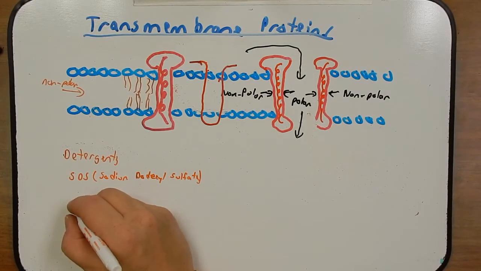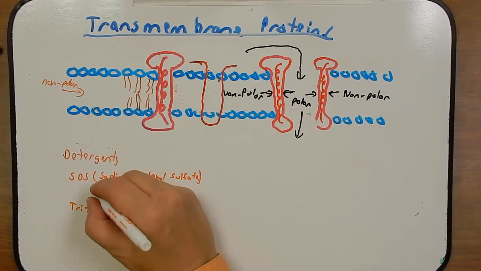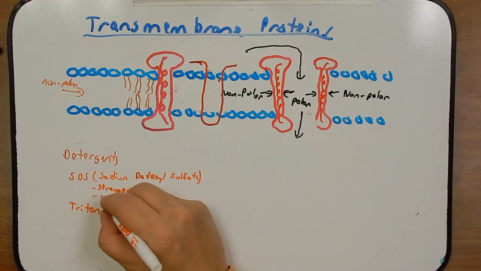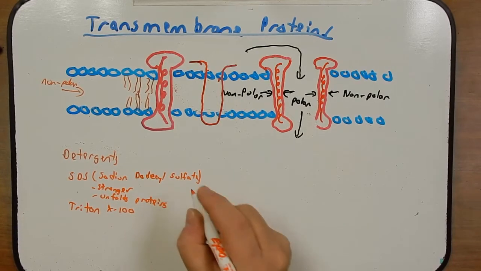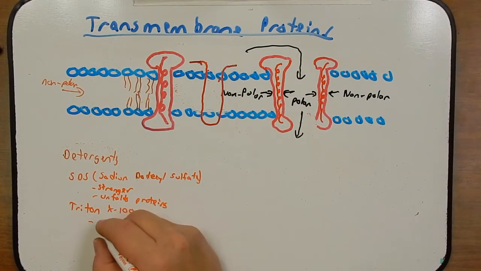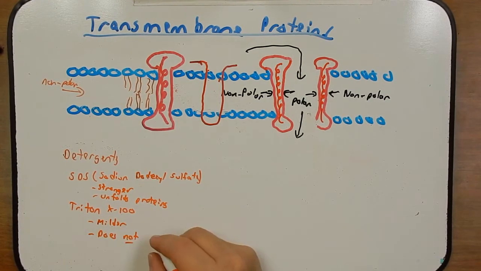And the other detergent often used is Triton X100. SDS is a stronger detergent, and it unfolds the protein in the process. And sometimes we don't want to necessarily unfold the protein. Triton X100 is a milder detergent, and it does not unfold proteins.